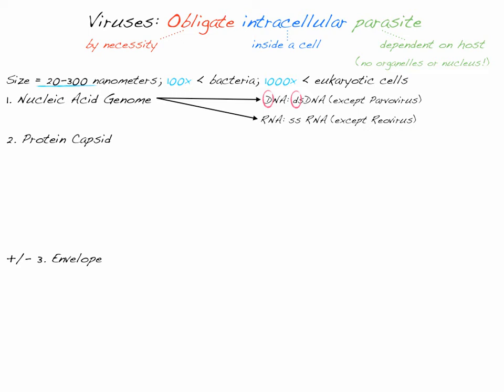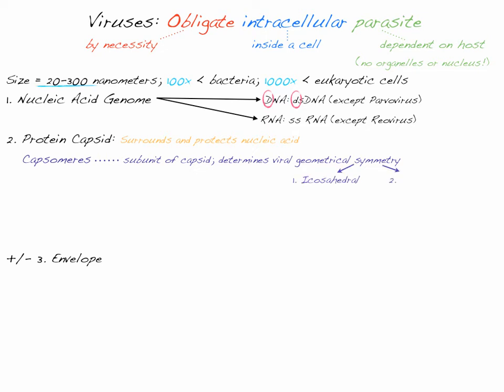Moving on to protein capsids, the function of the protein capsid is to surround and protect that nucleic acid genome. And it's going to be made up of capsomeres. So capsomeres are the subunit of the capsid, and they're going to come together to form the viral geometrical symmetry. And this can be one of two things. So the viral geometrical symmetry is just the shape that the virus is going to take on. And the two shapes that it can take on are first icosahedral or second helical. So it's going to be one of these two shapes.